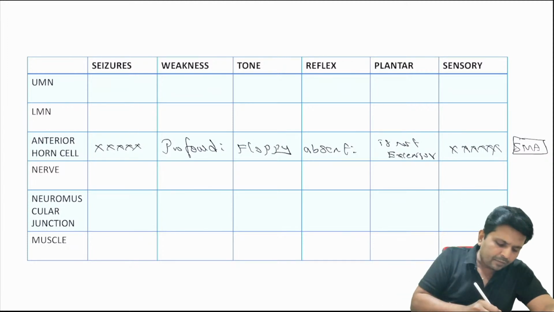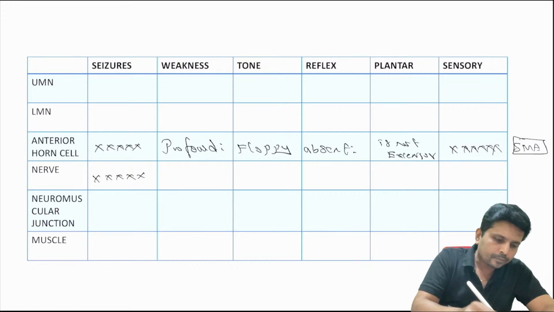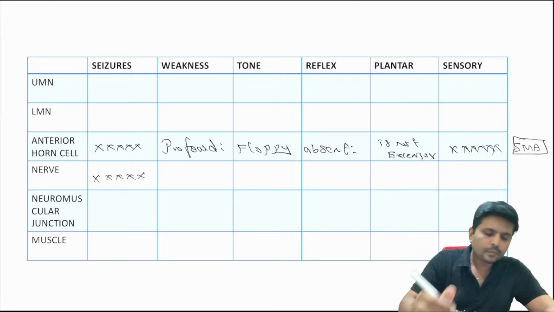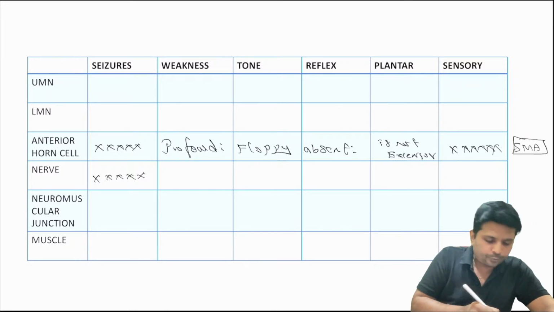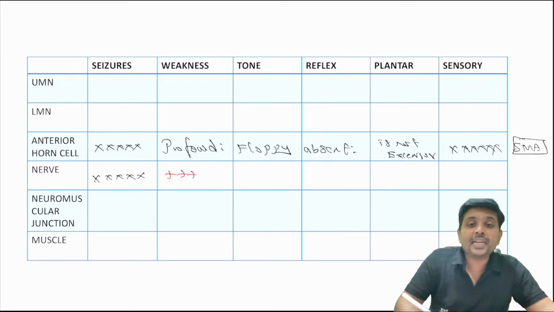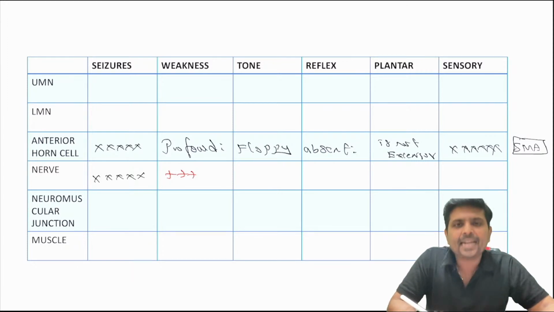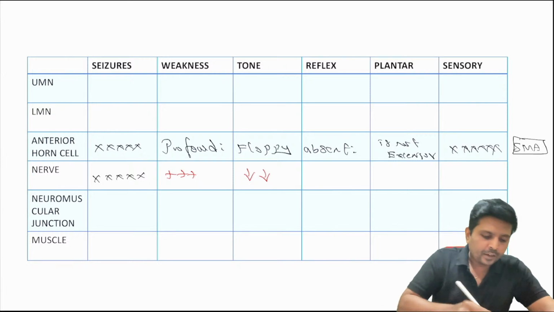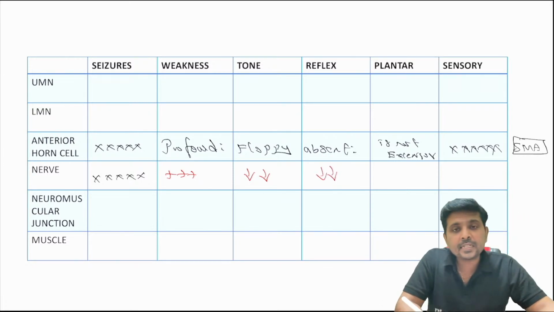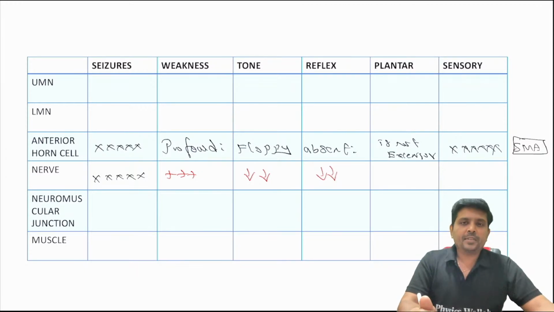Second, what will happen when there is a problem in the peripheral nerve? Will you get any seizures? No, you won't get any seizures. Weakness will not be that profound. Weakness will be there, but not to the extent of the weakness that you get in anterior horn cell disease. Tone will be reduced, not floppy. Reflexes will be sluggish. Since it is a peripheral neuropathy, your knee reflex will be present, but the ankle reflex will be sluggish.